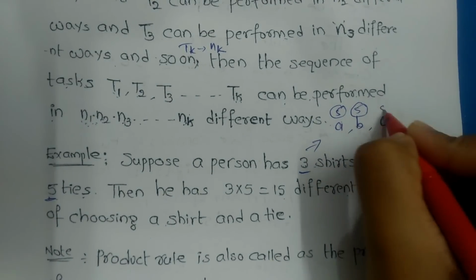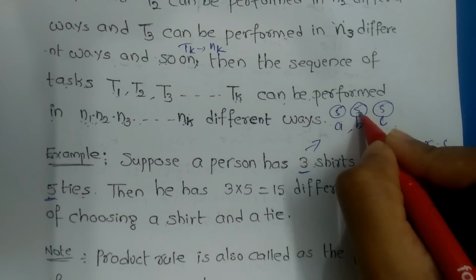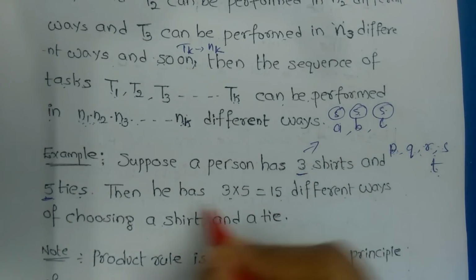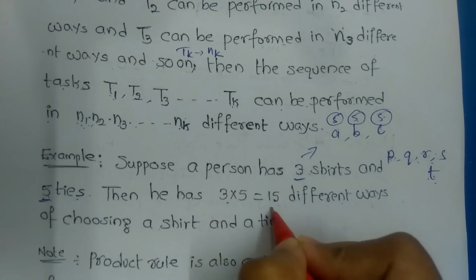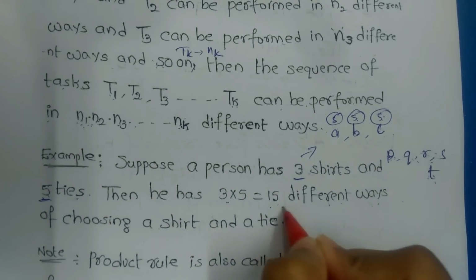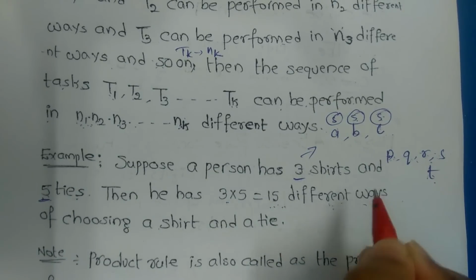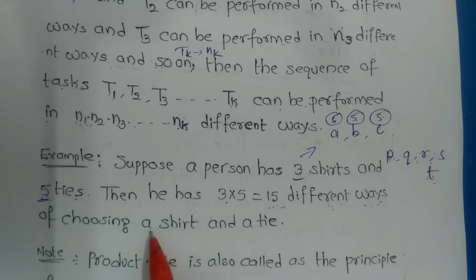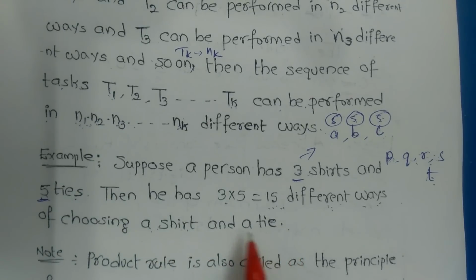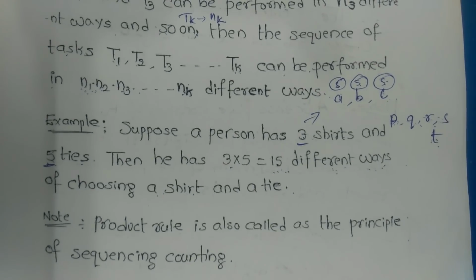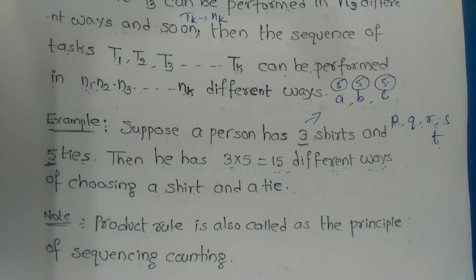So he can select totally 5 plus 5 plus 5, that is nothing but 5 into 3 we can say. So we multiply 5 into 3, which gives 15 different ways. Therefore there are totally 15 different ways in which the person can choose a shirt and a tie. This is the product rule. Now we have a note point: the product rule is also called the principle of sequencing counting.